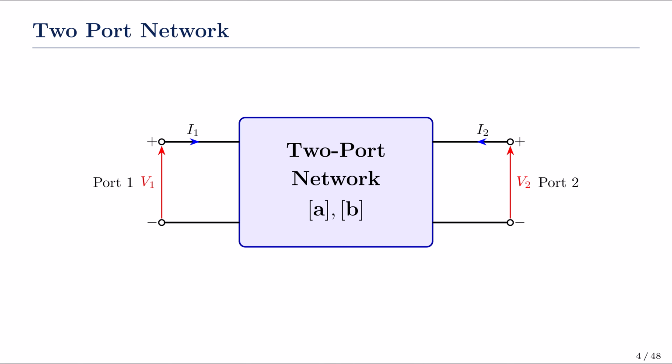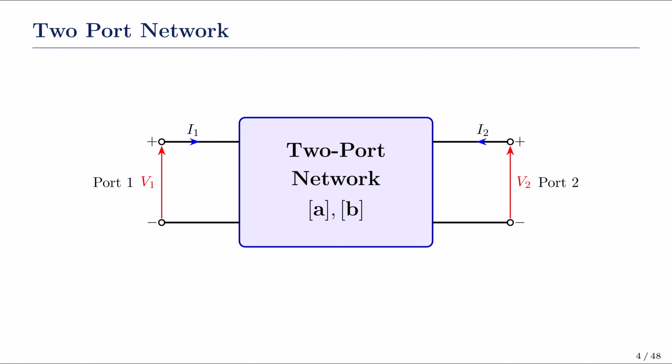Different parameter sets can be used to relate these 4 variables. The transmission parameters provide one particularly convenient representation, especially for cascaded networks. Here we exactly define the voltage and current variables associated with the two ports. At port 1, the voltage V1 is measured with the indicated polarity, and the current I1 is directed into the network. At port 2, the voltage V2 has the indicated polarity, while the reference direction of I2 is also known.